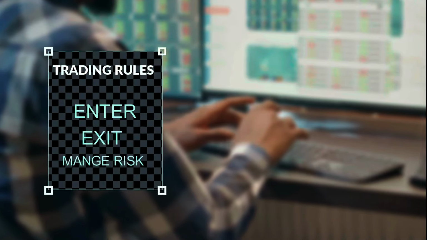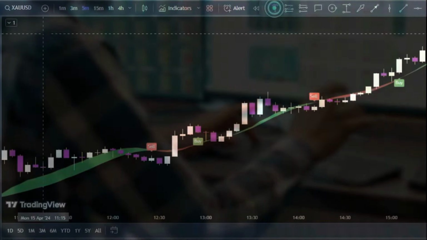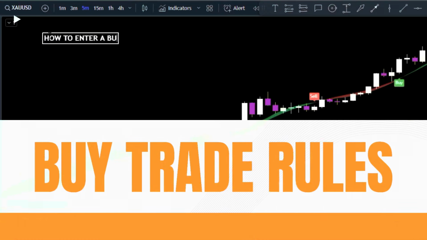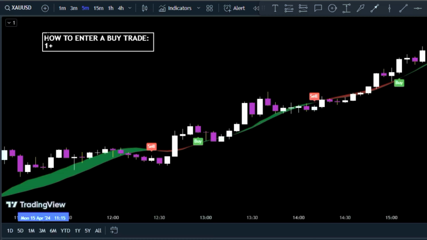Now let's discuss how to enter, exit, and manage risk using these two indicators. Let's start with a buy trade. Before entering a buy trade, we need to confirm two conditions. First, look for a buy signal from the ideal BB indicator. When the ribbon turns green, it indicates a potential buying opportunity.